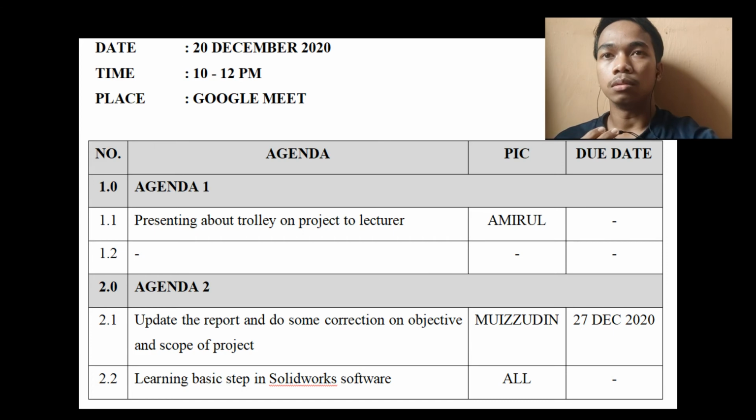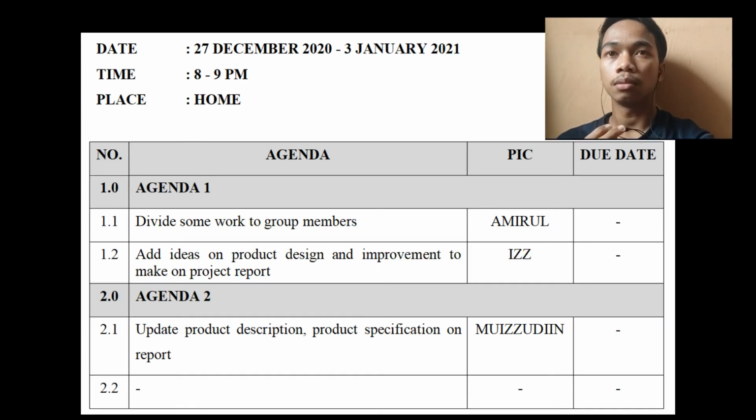So the next minute meeting, 27 December until 3 January 2021, 8 until 9 p.m. Place at home through WhatsApp group. So the agenda for this meeting, we divide some work to group members. Add ideas on product design and improvement to make on the project report. Helped by Amirul and Is. Second agenda, we update the product description and product specification on the report. Helped by me, Izzuddin.